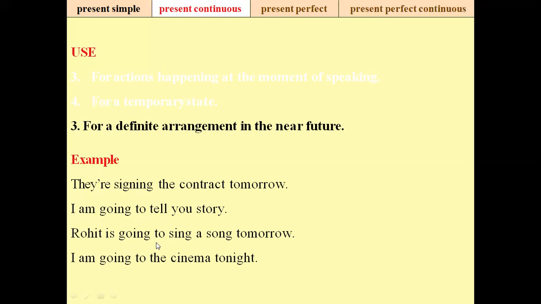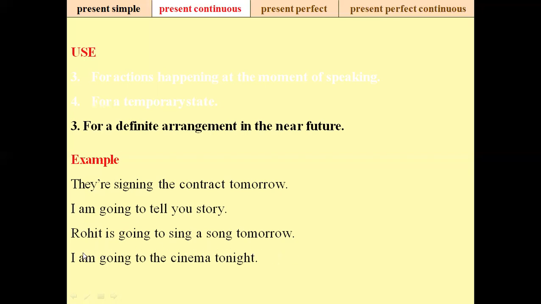Rohit is going to sing a song tomorrow. So tomorrow is again a near or immediate future, and for that purpose we are going to use the present continuous tense. And this is again a definite arrangement. Definite aspect. It is not a jumble. It will happen purely and it must happen. So you are going to use the present continuous tense here. Rohit is going to sing a song tomorrow.